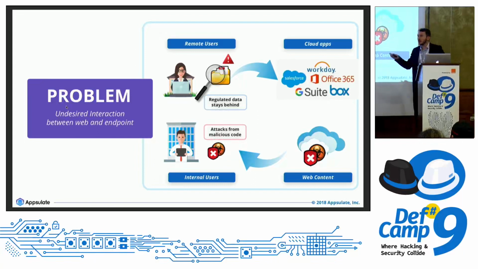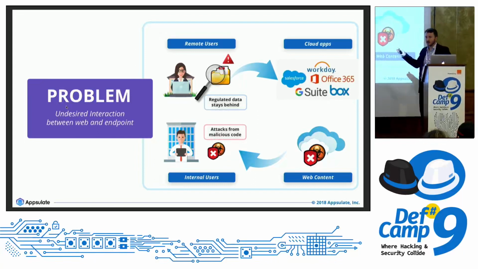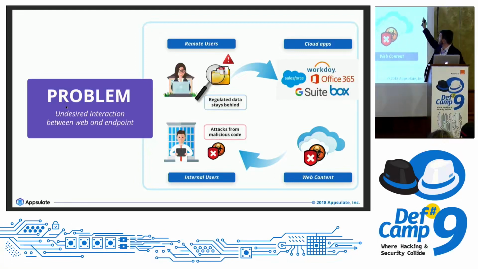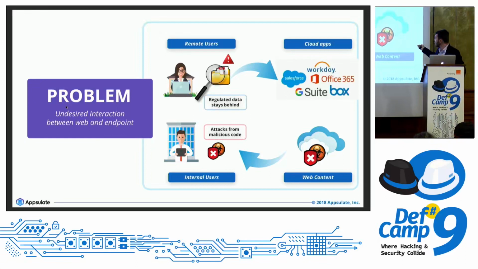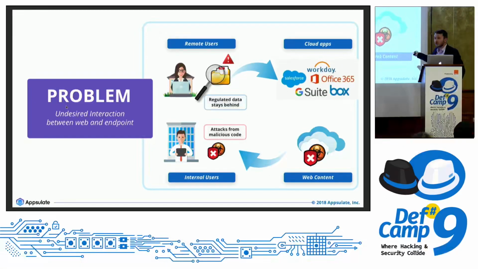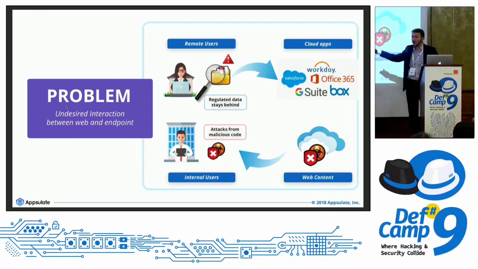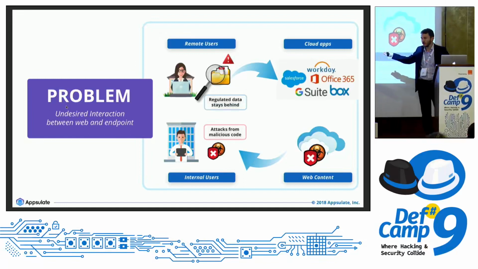Now you might ask, what do these two problems have in common? In both situations, the problem is that content can get out of the end user's browser into the endpoint of the user. In the first situation, it is good content that you don't want to leave behind on untrusted, unknown endpoints. In the second situation, it is bad content that you don't want to harm your internal corporate devices.